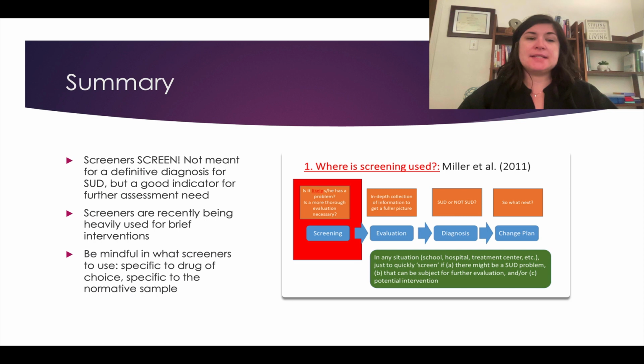So in summary, it's important to recognize that screeners are to screen. They're not meant for definitive diagnostic measures, but they are a good indicator that further assessment might be needed. Screeners are recently being heavily used for brief interventions, so you may want to be mindful about what specific screeners you're using for specific drugs or specific populations or normative samples.